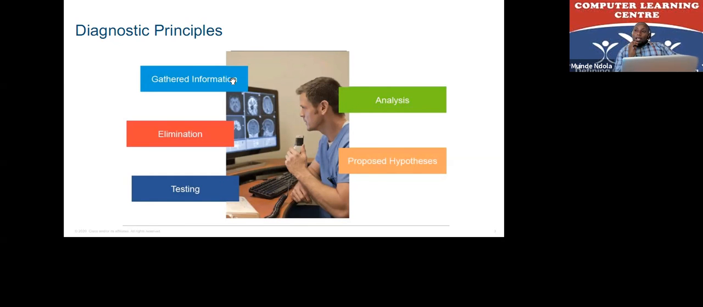Then after that, he's going to analyze the information that he has received. Then he's going to do what we call the elimination. So if someone tells me that I don't have internet access, the first question that they're going to ask that person is, do you have access to the network? Can you access the servers? That is the question that I'll ask.